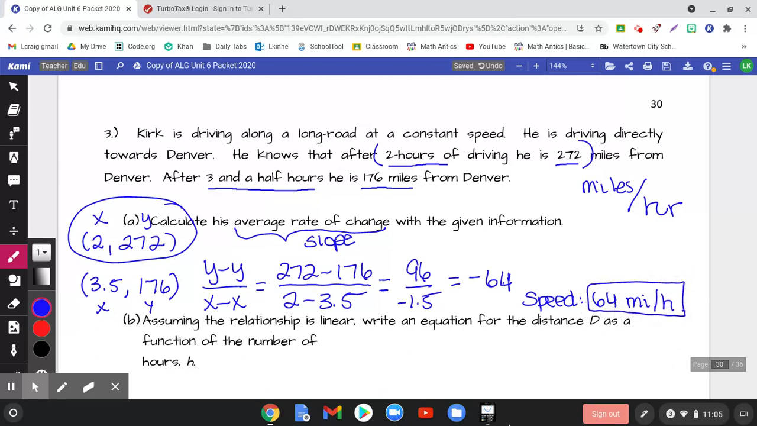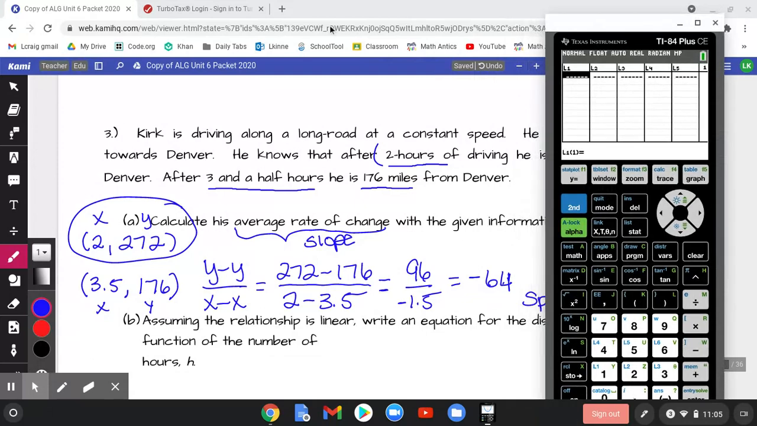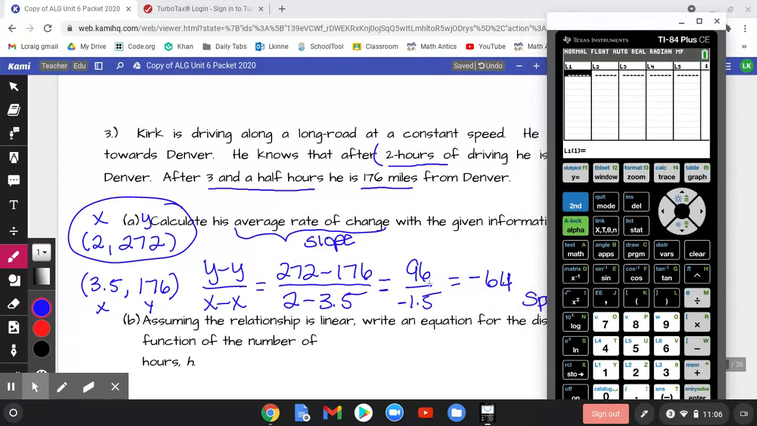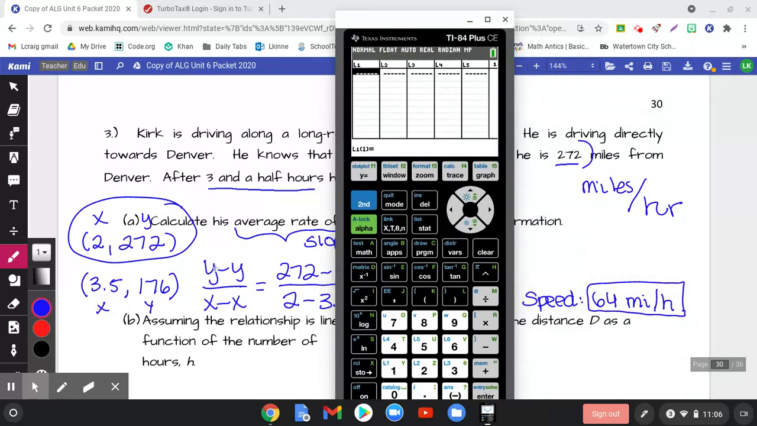Another way that you could have done that is using that calculator shortcut we talked about. So the way I set this up, your x is going in L1. So we go Stat, Enter. Up, clear, down. Up, clear, down. And you can always use this because let's face it, sometimes we forget what we need to do here, right? Maybe we make an error. You can always use your graphing calculator, so why not at least check it? So my hours are 2 and 3.5. My miles: at 2, it was 272, and at 3.5, it was 176.